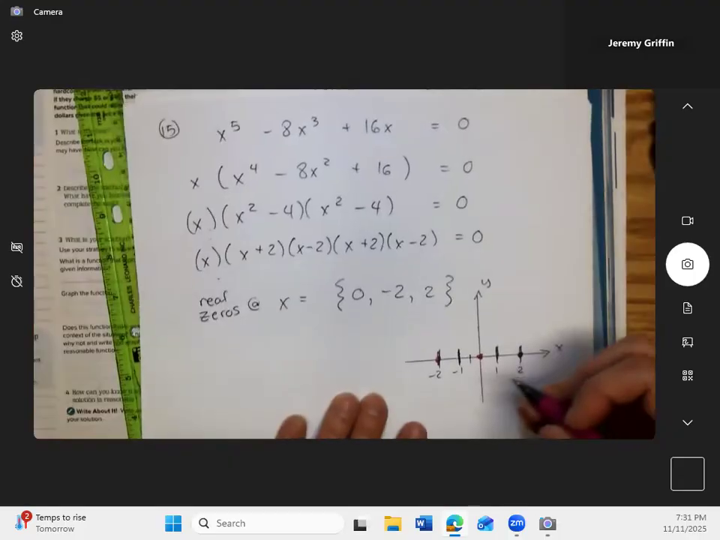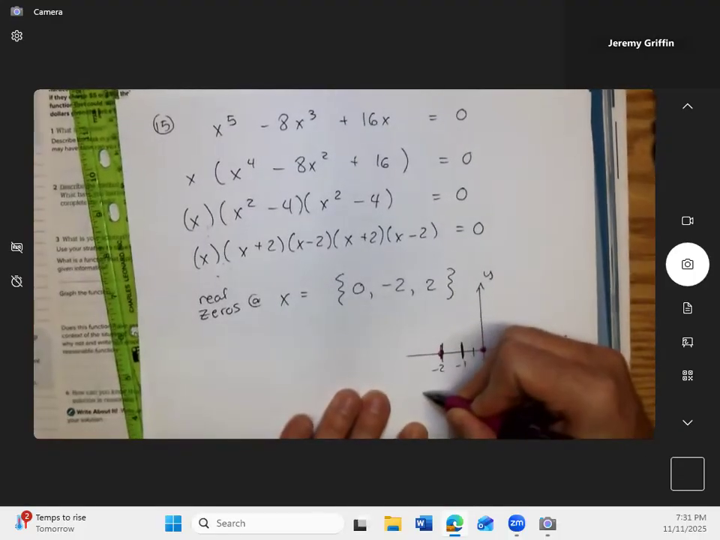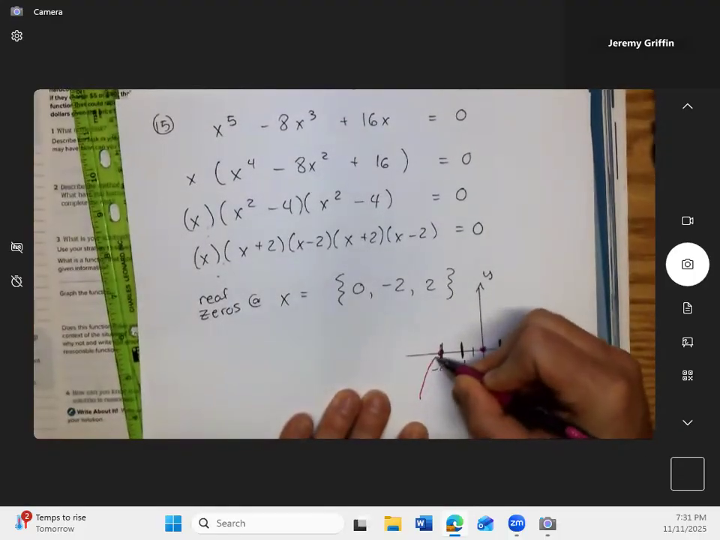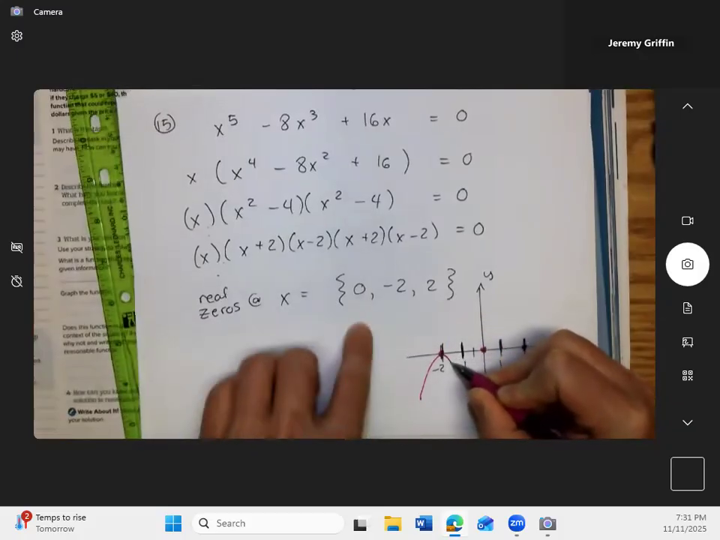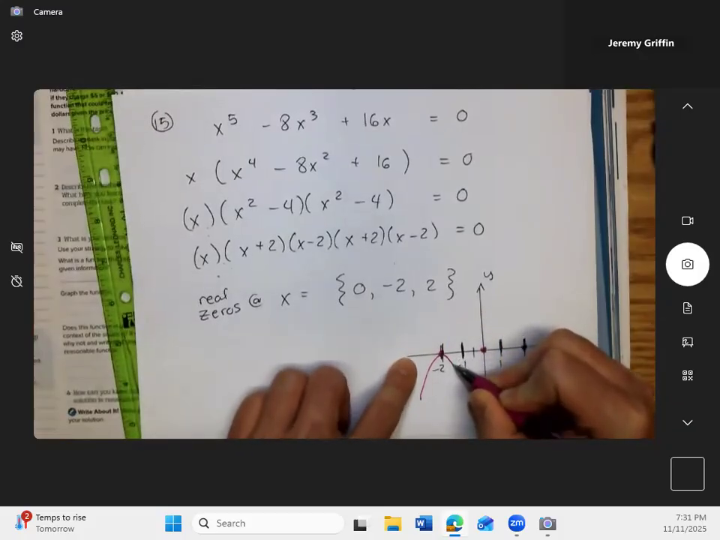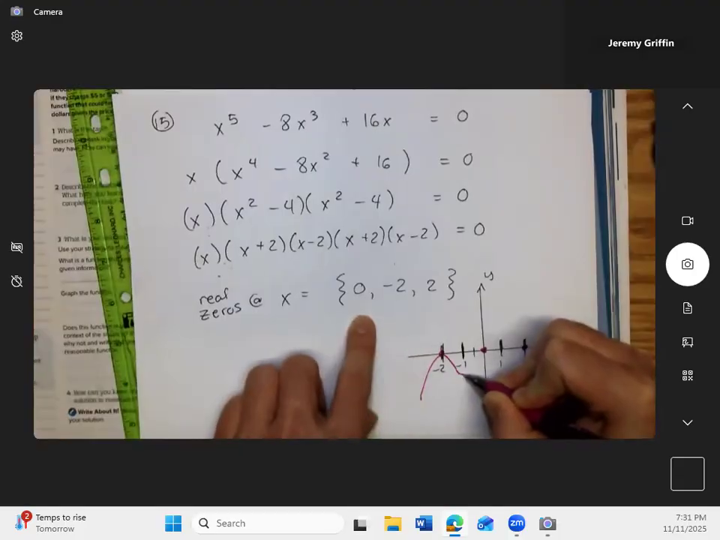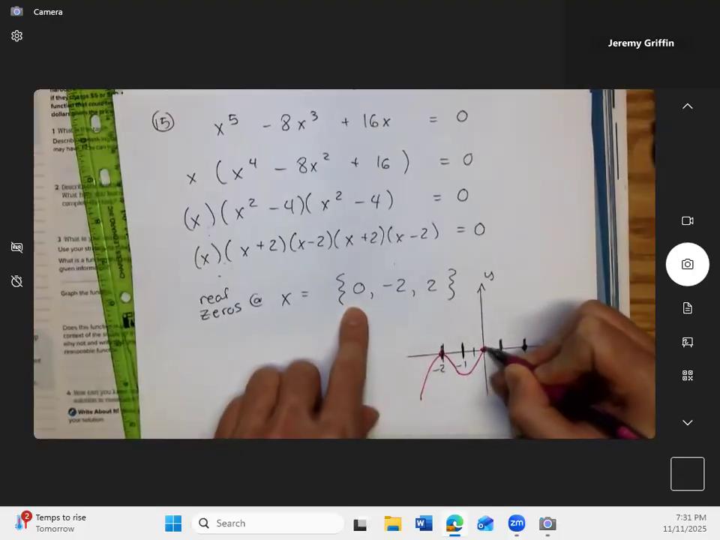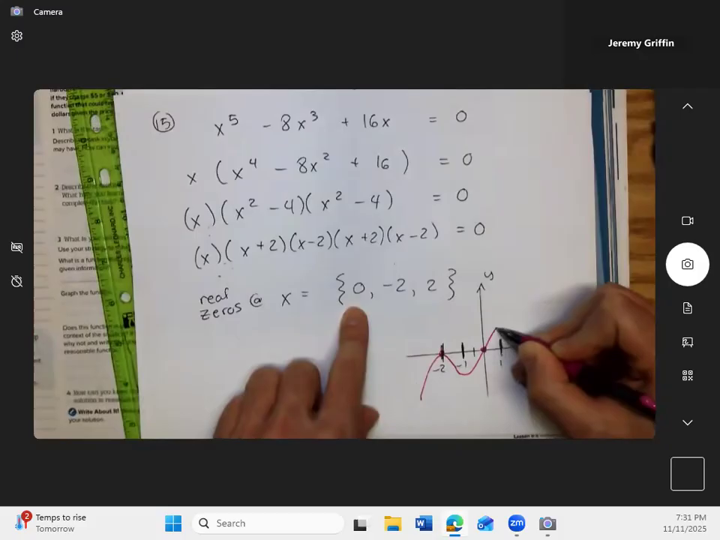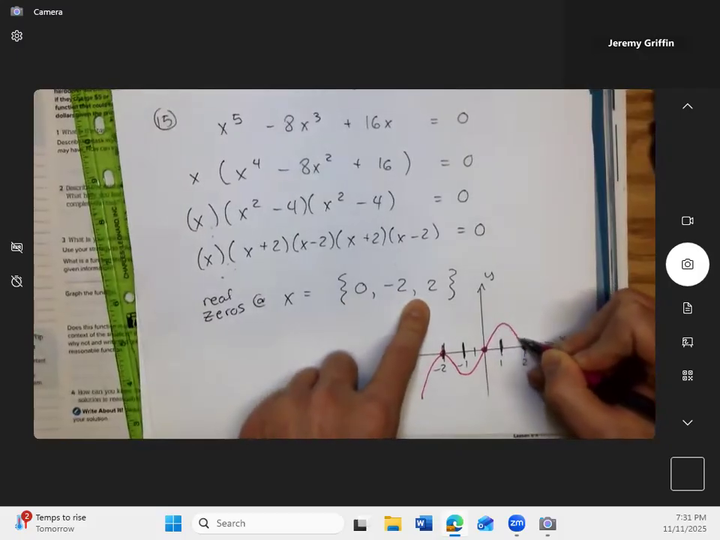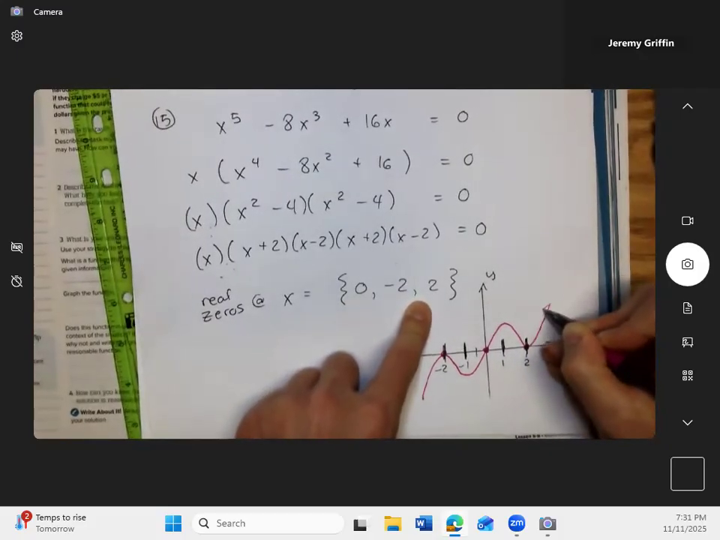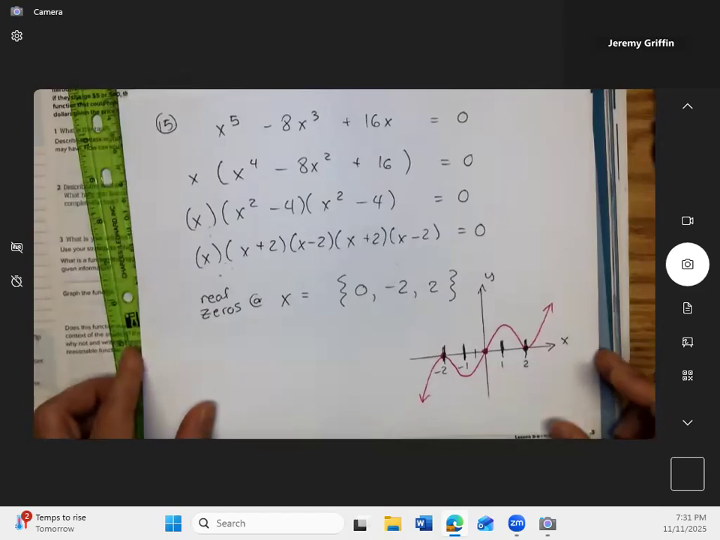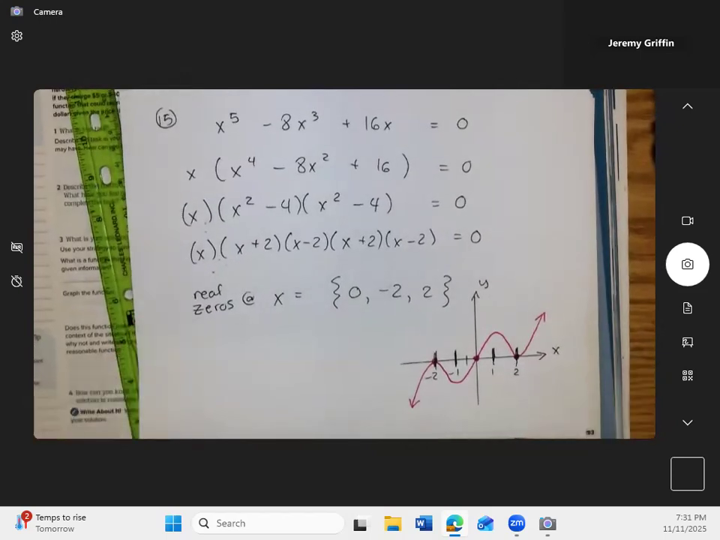Okay. So put it all together. I think it has to look like this. It has to go like this. And then multiplicity 2 means it just touches the x-axis and turns around. Now, it's going to cross through this one because multiplicity 1, so it crosses through. And it comes down and just touches this one, and then on its way it goes. So I'm pretty sure the graph should look like that.